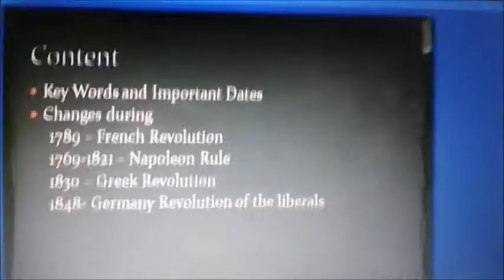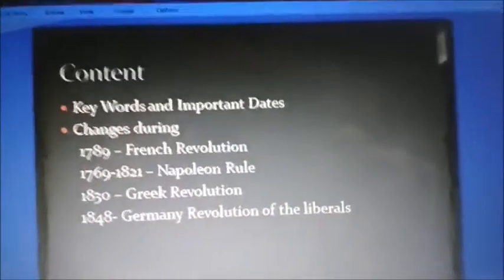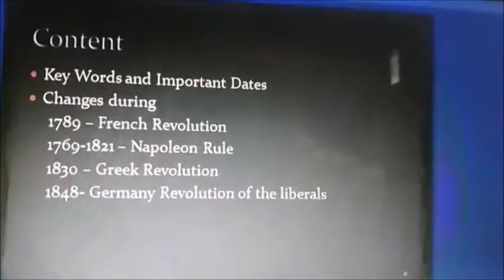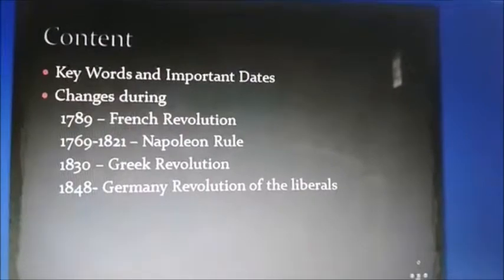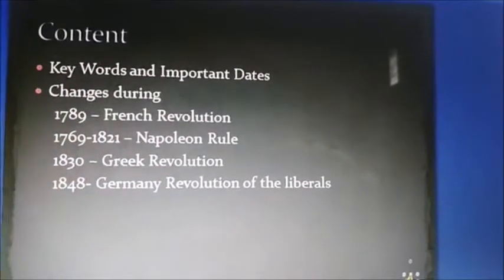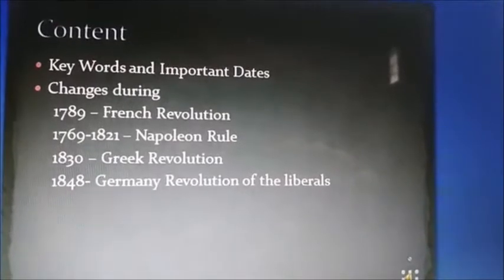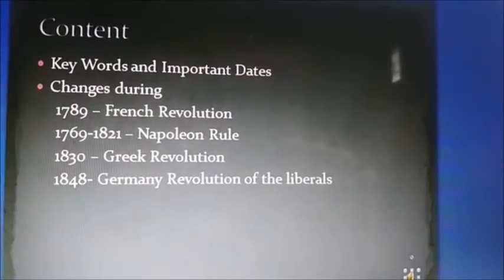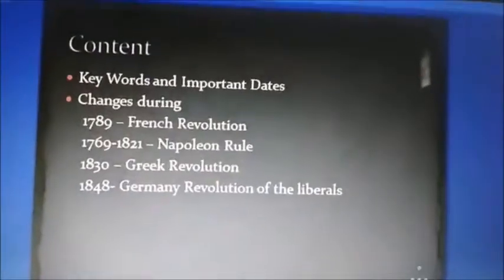Then I move on to the period 1769 to 1821 when Napoleon Bonaparte came to power, how he introduced Napoleonic Code, etc. Then I would move on to the period 1830 when the Greek Revolution took place. The next, I would be dealing with the year 1848 when the German Revolution of the liberals took place.